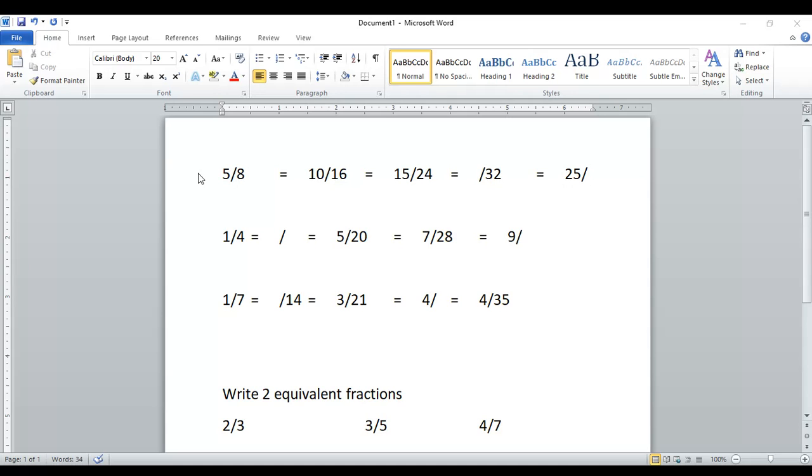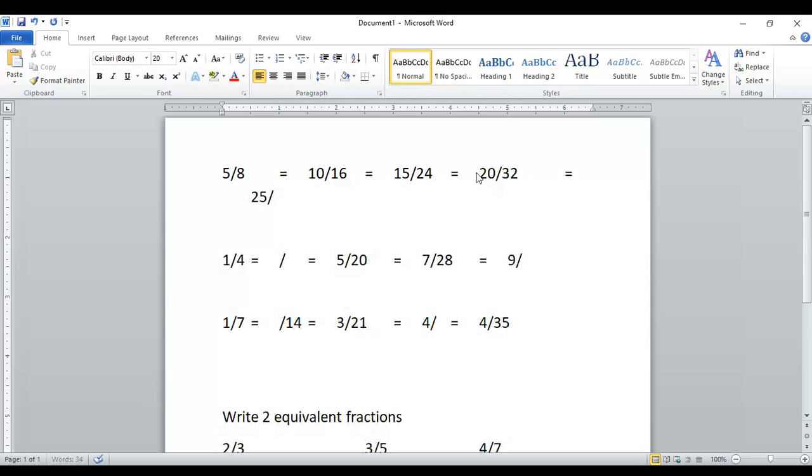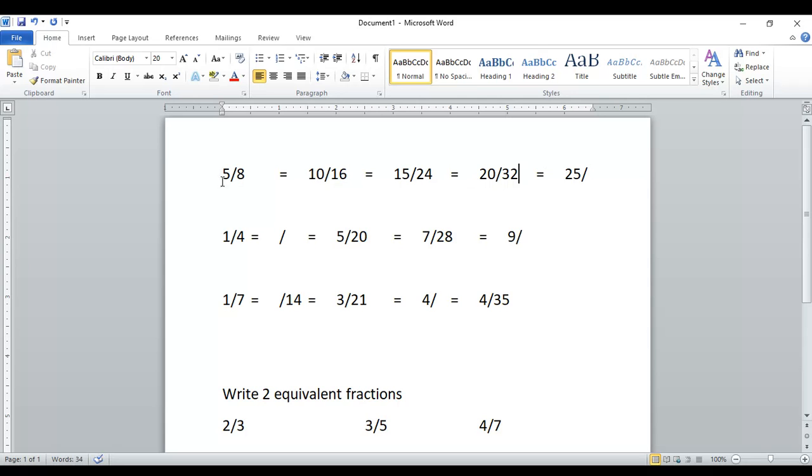So if we look at this top problem, this line of fractions right here, and we're going to look at just the numerators, which are the top numbers. So we have 5, 10, 15, blank, 25. So based on that pattern, 5, 10, 15, what would logically go there? And I hope that you've said 20. 20 would be the logical thing to go there because that follows the pattern 5, 10, 15, 20, 25.